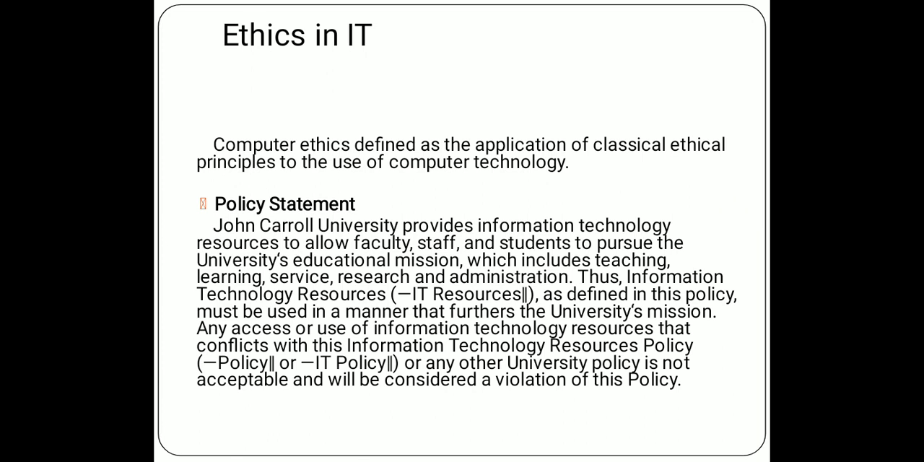We follow certain ethical principles in the use of information technologies, called Ethics in IT. Next is the policy statement. We are taking the example of John Carroll University. Any access or use of information technology that conflicts with the IT resource policy is considered a violation of policy.